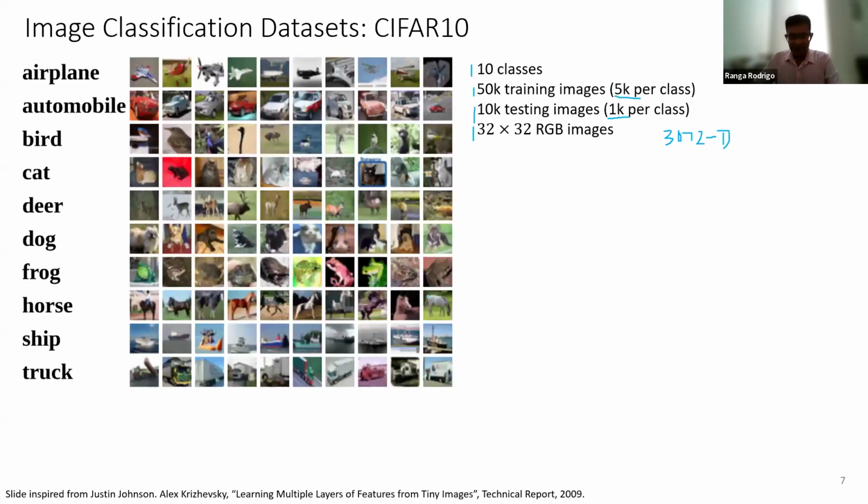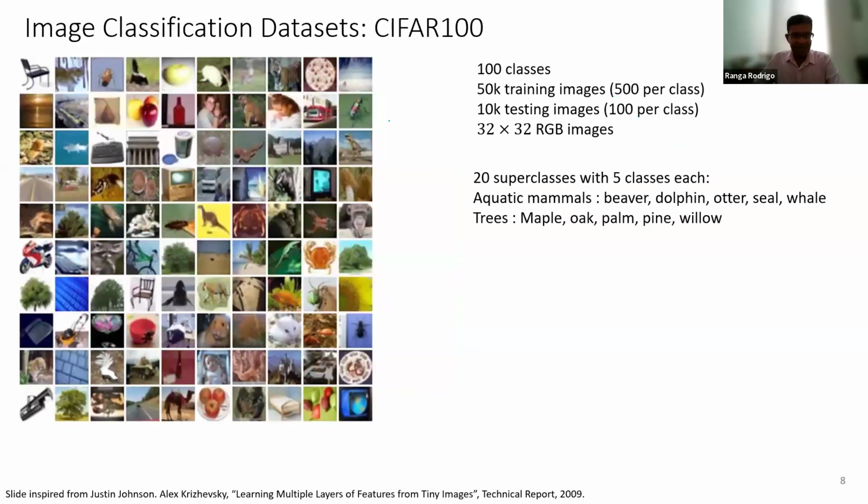Move forward then. So this is CIFAR 10, and then there's CIFAR 100 also. There are 100 classes, 50,000 training images, 500 per class, and 10,000 test images, and there are 100 images per class. These are also 32 by 32 RGB images. And they have 20 super classes also with 5 classes each. For example, if you take the aquatic mammals superclass, it has beaver, dolphin, otter, seal, and whale. Trees: maple, oak, palm, pine, willow. So the superclass thing is also there. This is also useful for some tasks.